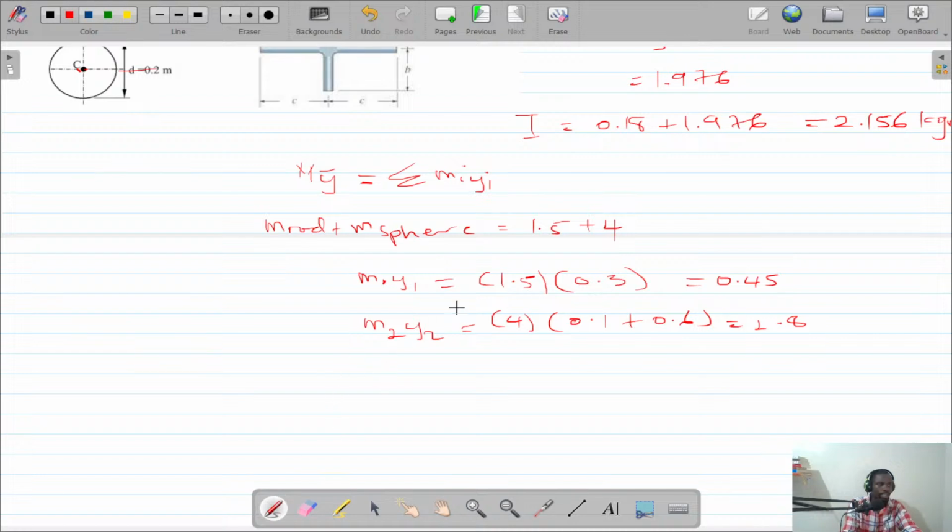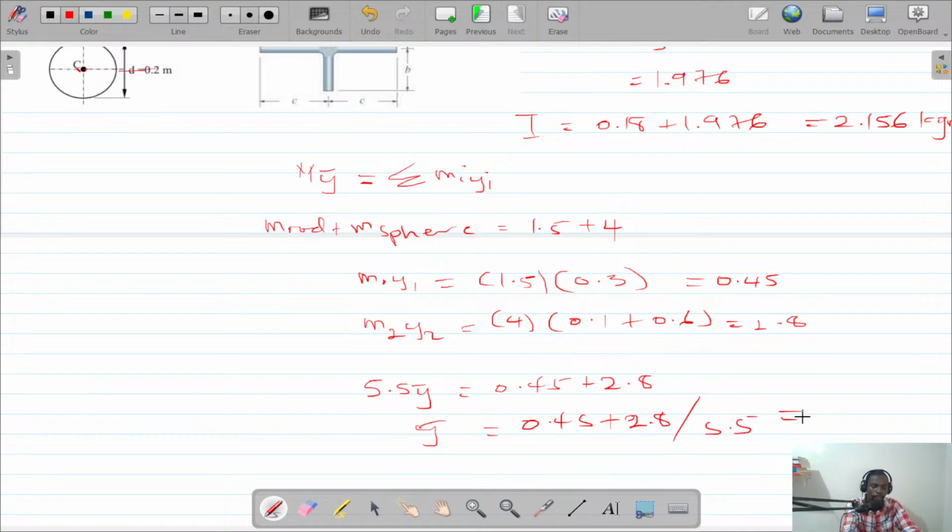So total mass, this one is 5.5. So 5.5 times y bar is equal to 0.45 plus 2.8. So y bar will be equal to 0.45 plus 2.8 all divided by 5.5. And that will be 0.45 plus 2.8 all on 5.5. And we have 0.590 or 0.591 as a y bar.